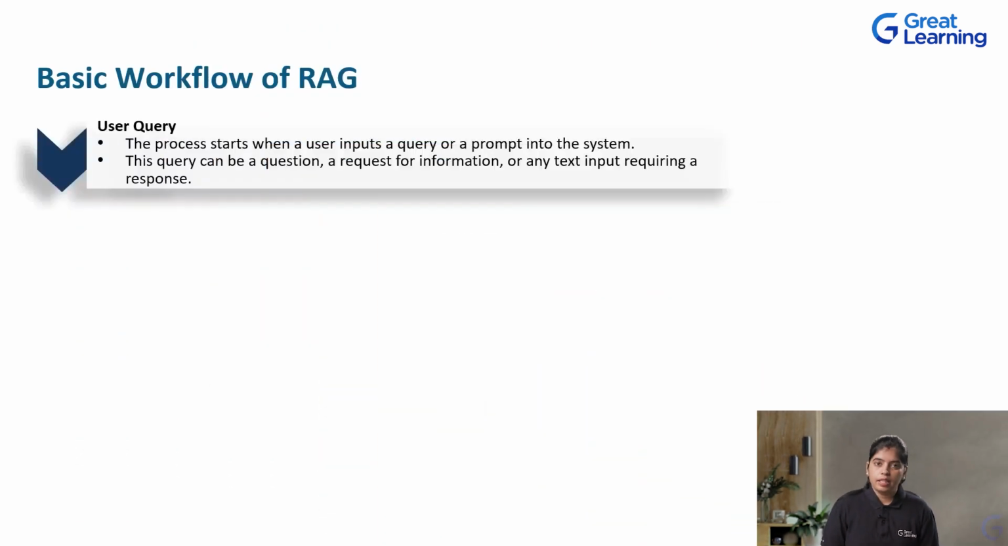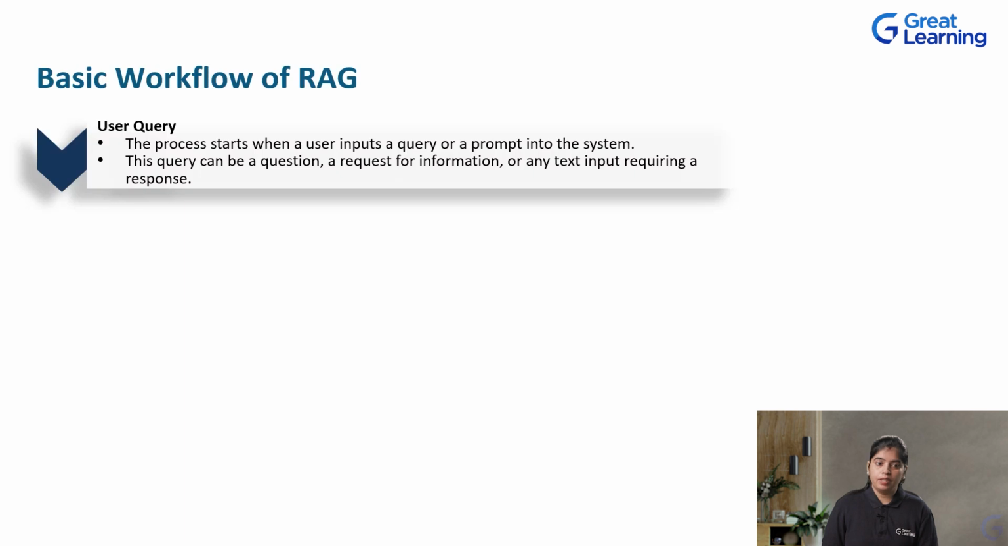Now the next part, workflow of RAG. How RAG works. We're going to understand the basic workflow of RAG step by step. The first one is the user query. The first step is that the process starts when a user inputs a query or a prompt into the system. This query can be a question. This query can be a request for information, meaning if I want to know something, like the latest advancement in AI, I can ask for that information, or it can be any text input requiring a response.